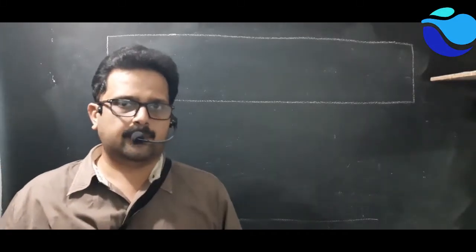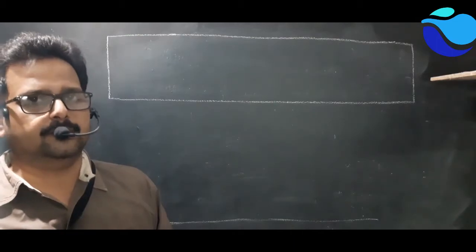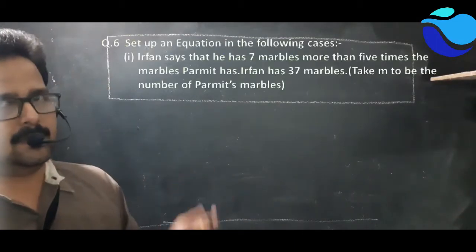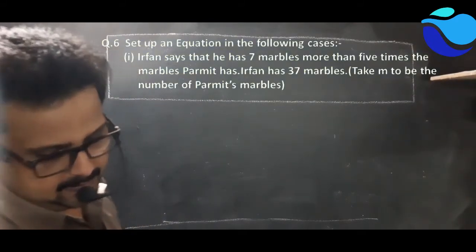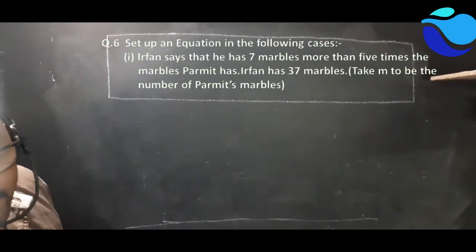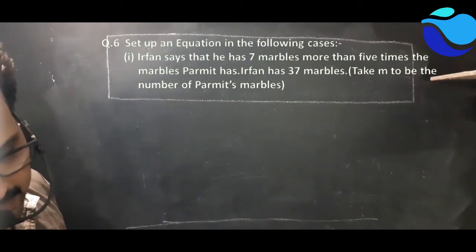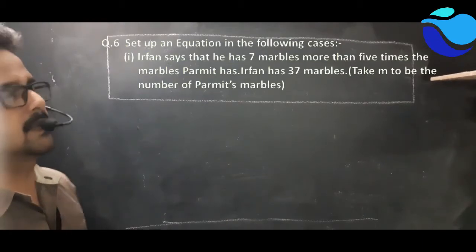Hello children, today we are going to solve exercise 4.1 question number 6. Okay, so question number 6, it is given: Irfan says that he has 7 marbles more than 5 times the marbles Parmit has. Irfan has 37 marbles. Take m to be the number of Parmit's marbles.